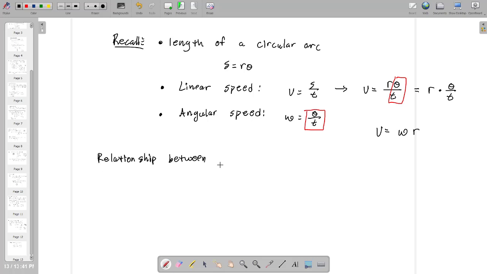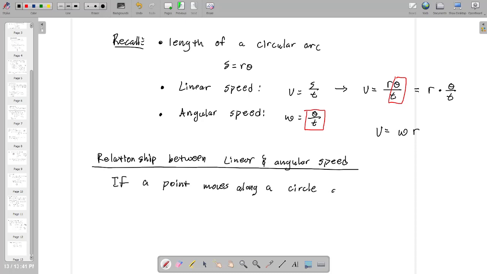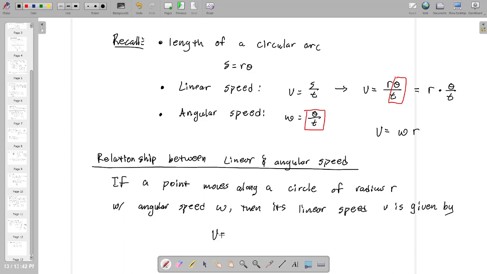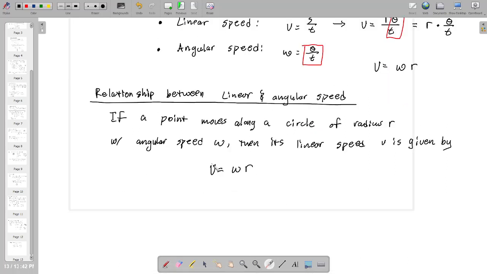Relationship between linear and angular speed. If a point moves along a circle of radius r with angular speed omega, then its linear speed v is given by v equals omega r. Now what we're saying is the linear speed of an object is the same thing as the angular speed of that same object times the radius of the circle.